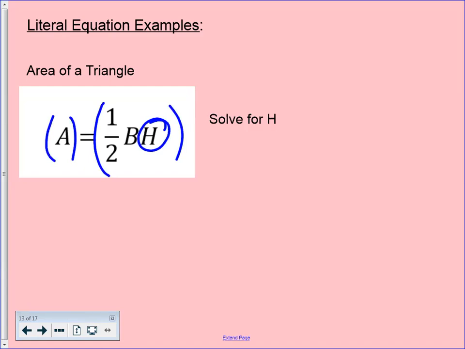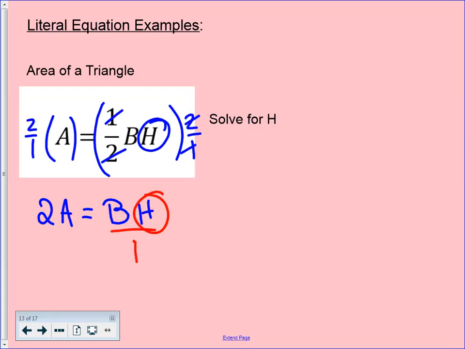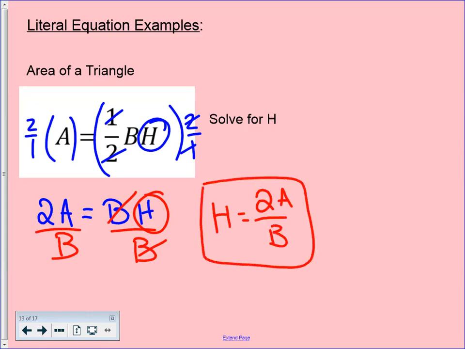Remember what we talked about when solving equations and solving inequalities. To get rid of a fraction, multiply by its reciprocal. So I'm going to multiply by the flipped fraction of 1/2, which is 2 over 1, which makes the left-hand side 2A. On the right-hand side, the 1's cancel, the 2's cancel, and I'm left with BH. Again, I am solving for H, so I need to get rid of that B. To do that, I'm going to divide both sides by B. Those B's cancel, leaving me with H equals 2A over B. And that's my final answer.